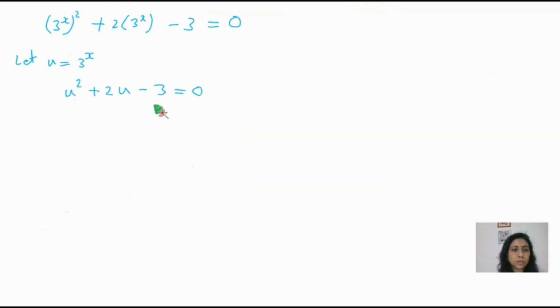This is a quadratic trinomial and we can easily factor this. Here the u squared coefficient is 1, so we can easily factor. Here the product is minus 3 and the sum is 2. Product is negative, it means different signs, 1 times 3. And sum is positive, it means the larger number is positive, so this is negative.